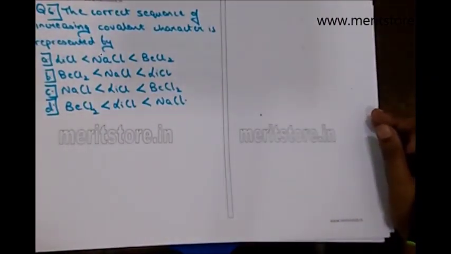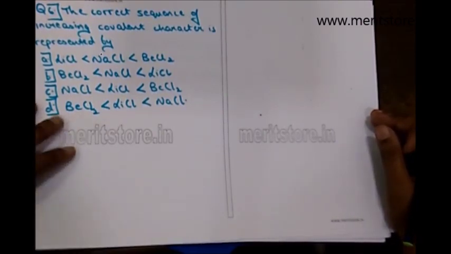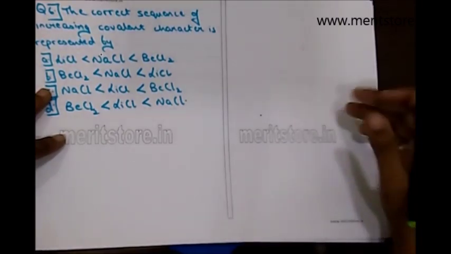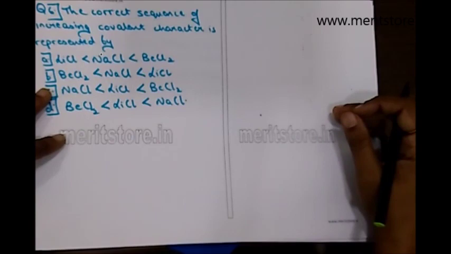Question number 6: what is the correct sequence of increasing covalent character in the following molecules? According to Fajans' rule, the smaller the size of the cation, the higher the polarizing power and the higher the covalent character.